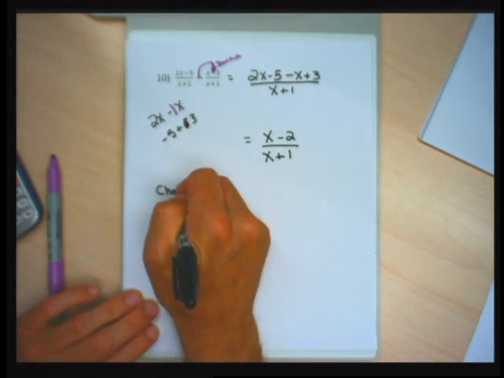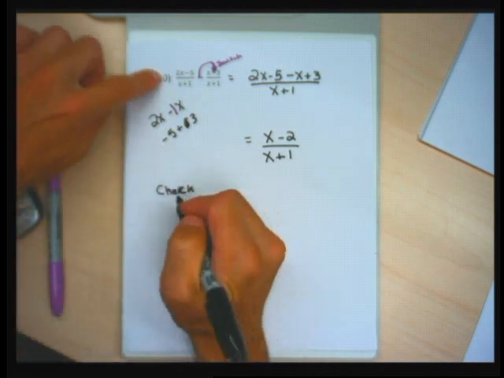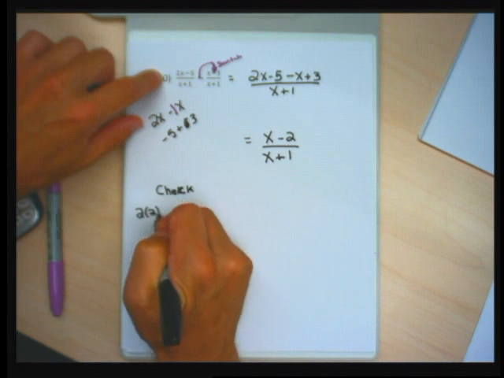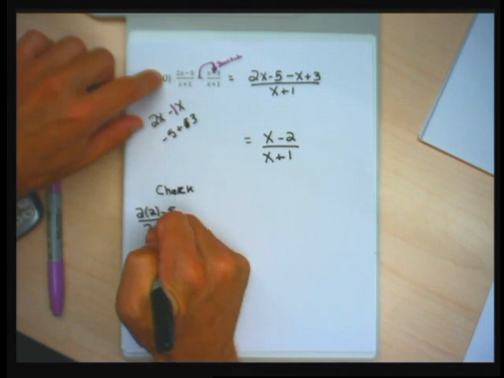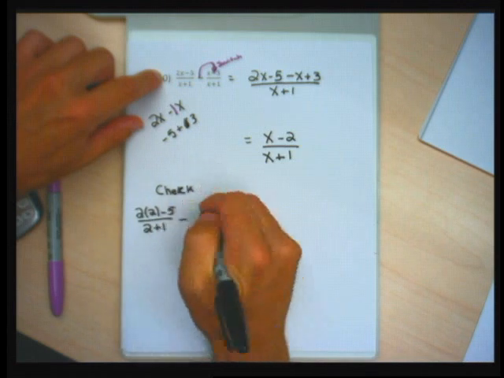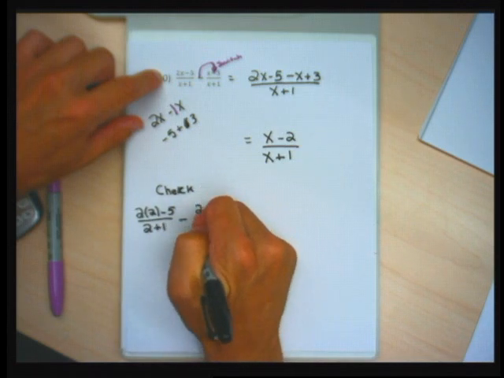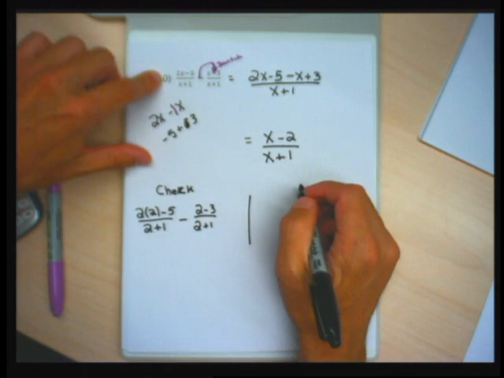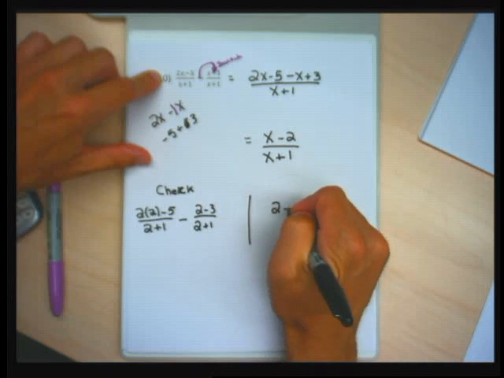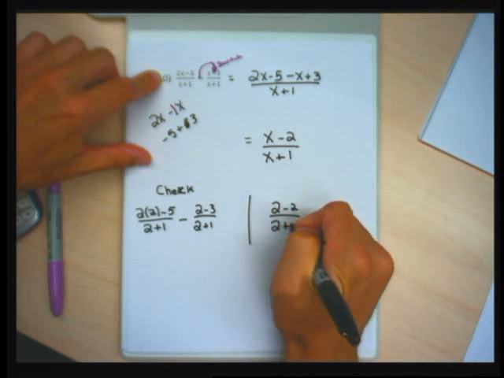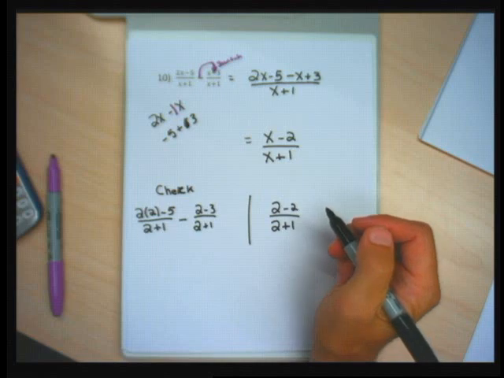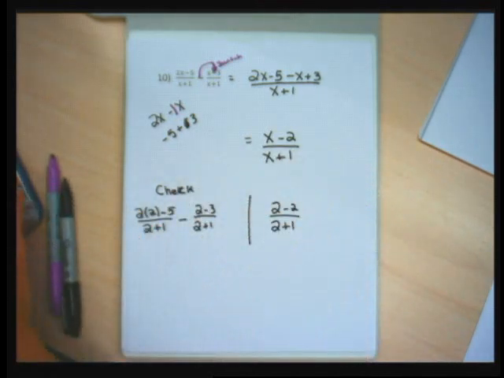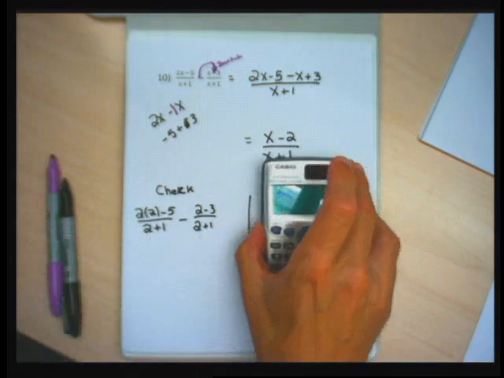I'm going to plug in 2 for x in my answer and the original problem. So I'm going to go 2 times 2 minus 5 over 2 plus 1 minus 2 minus 3 over 2 plus 1. And I'm also going to do 2 minus 2 over 2 plus 1. That was really a bad choice of a number. The reason it's a bad choice is I'm going to get 0 for each of these, and I like getting a non-zero number, but I'm going to live with this for now.